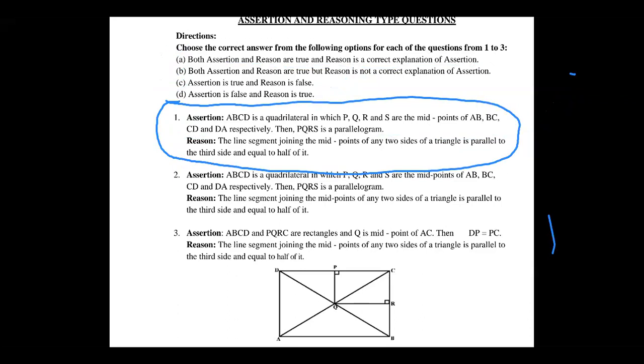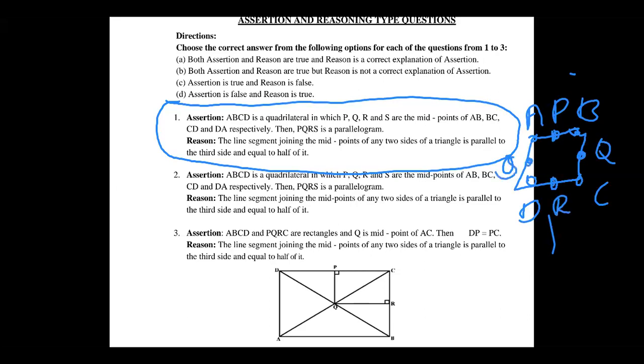Liva, can you please explain what assertion they have made? If ABCD is any quadrilateral, let's name ABCD as a quadrilateral in which P, Q, R, S are the midpoints of AB, BC, CD, DA respectively. Here will be Q, here will be R. Then PQRS is a parallelogram. If we join these, then PQRS will be a parallelogram. This is the assertion made.